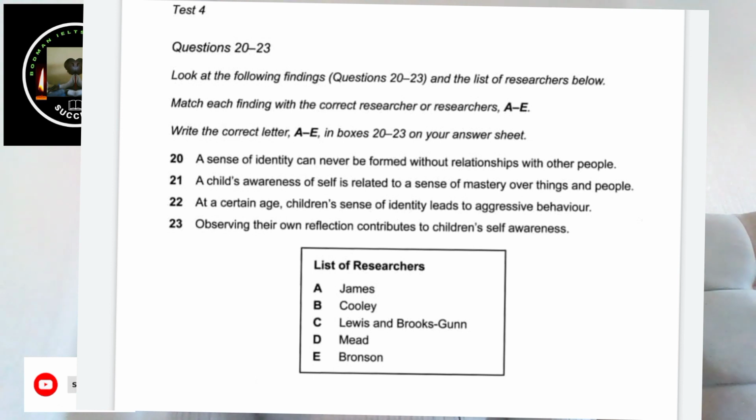At a certain age, children's sense of identity leads to aggressive behavior. We didn't even read anything about aggressive behavior, so I would never think about that at all. Observing their own reflection contributes to children's self-awareness. I don't think he talked about reflection or observing their own reflection or something like that.